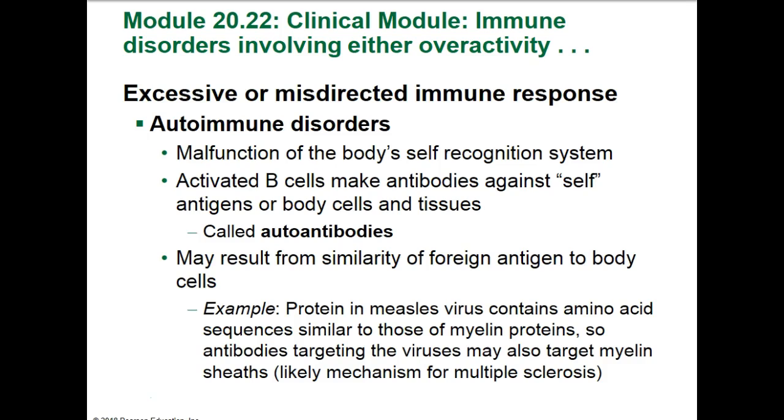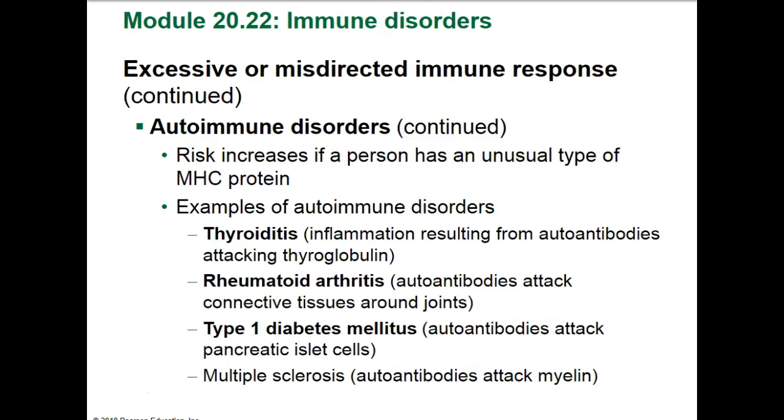For example, proteins in measles virus contain amino acid sequences that are very similar to the myelin proteins on your nerves. So the antibodies that target the viruses can also target the myelin sheaths. That's what they think is a mechanism for multiple sclerosis. Your risk increases if the person has unusual types of MHC proteins.